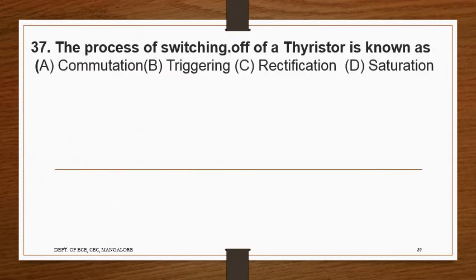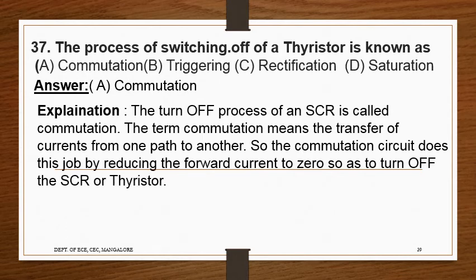The process of switching off a thyristor is known as commutation, triggering, rectification, saturation. The obvious answer is A, commutation. The turn-off process of an SCR is called commutation, and it means the transfer of currents from one path to another. Commutation circuit does this job by reducing the forward current to 0 so as to turn off the SCR.